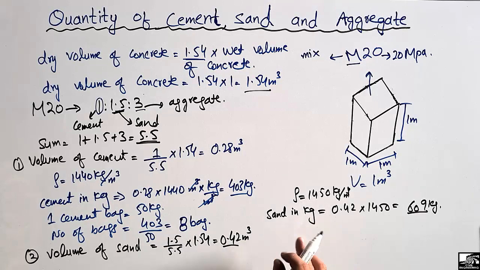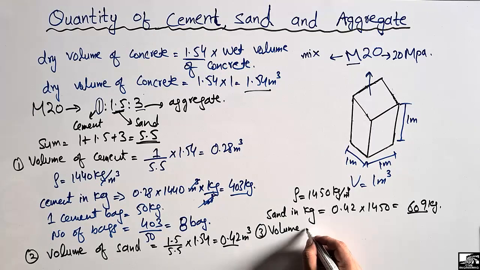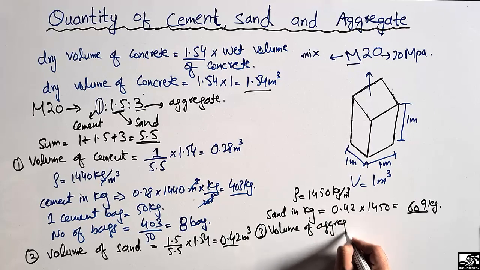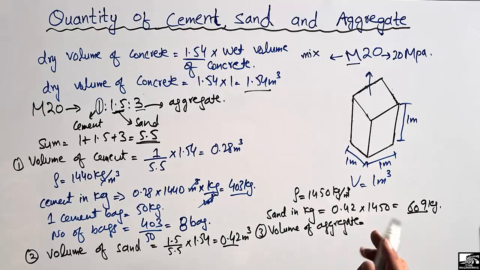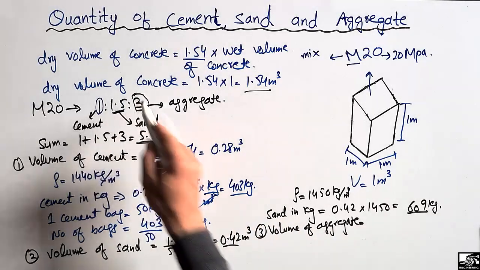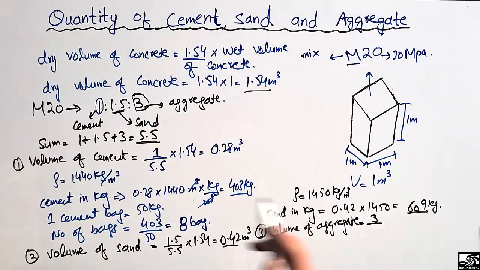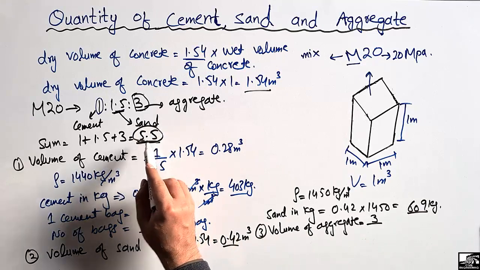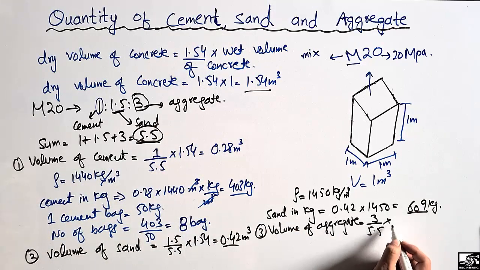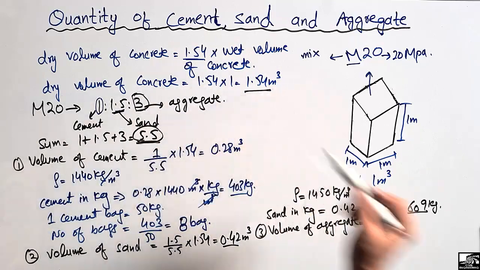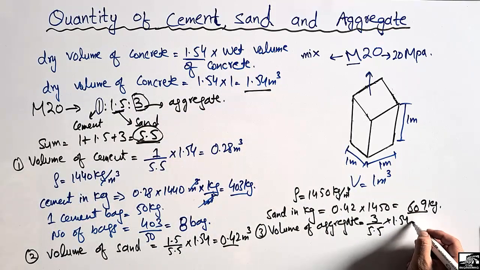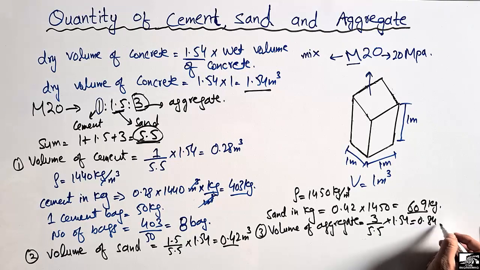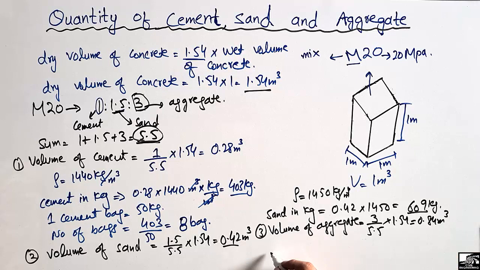Now how to find out the volume of the aggregate? It is also in the same way. Volume of aggregate will be equal to how much portion of the aggregate is used. It is 3 parts, dividing by the total portion of the concrete, which is 5.5, multiplying it with the total dry volume of the concrete. It comes out to be 0.84 cubic meter.